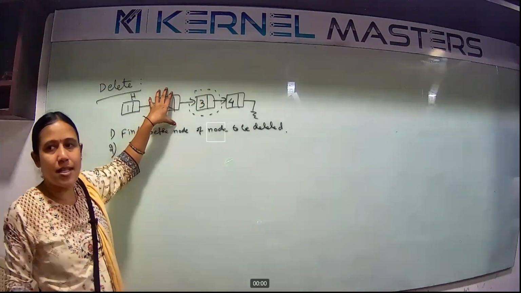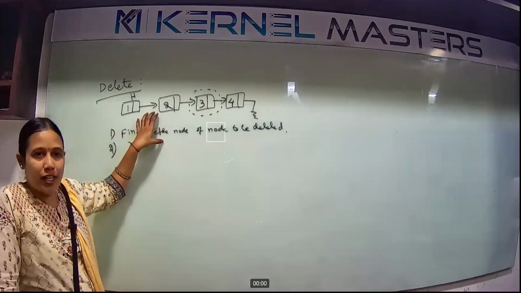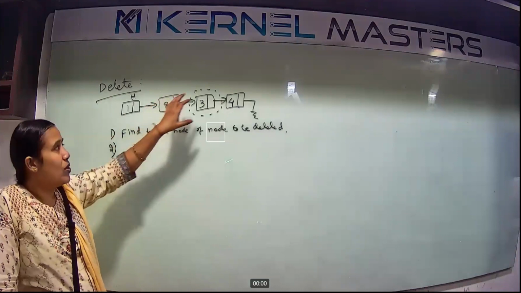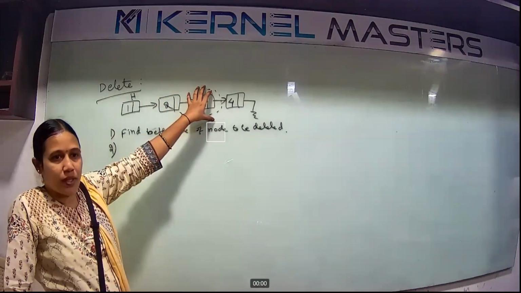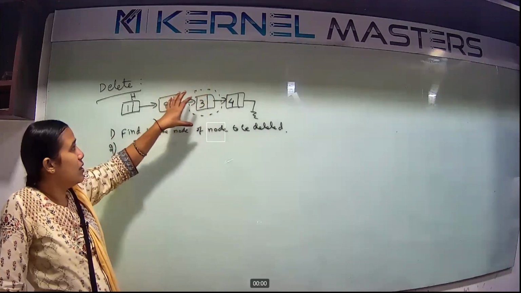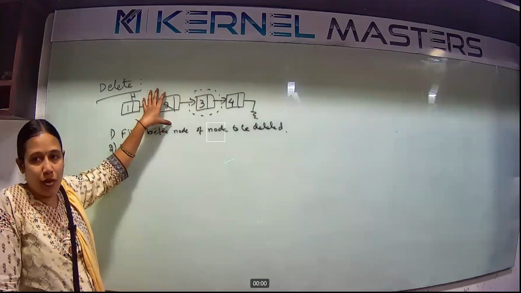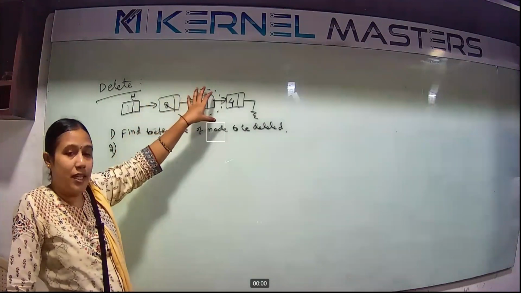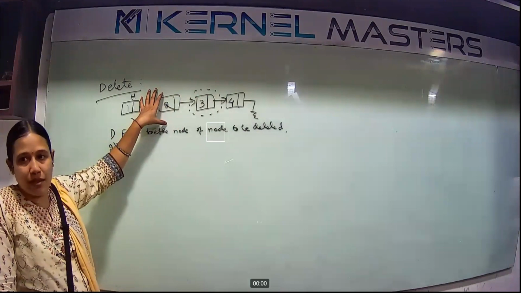The process will be the same. In insertion, how you find the before node, here also you have to find the before node. But here the node to be deleted is already in the linked list. So if the node at position 3 is to be deleted, position 2 you have to find out. If you have to delete node 3, then you have to find whatever is the node before 3.